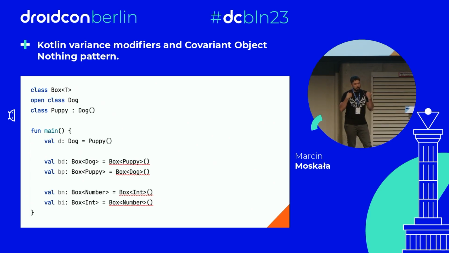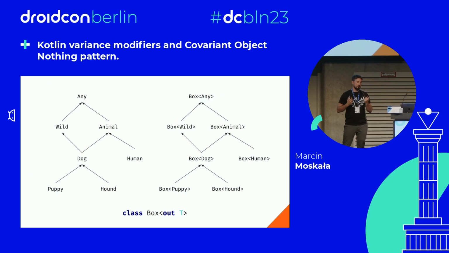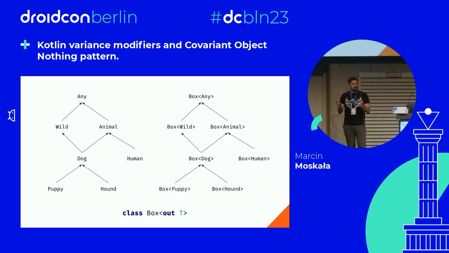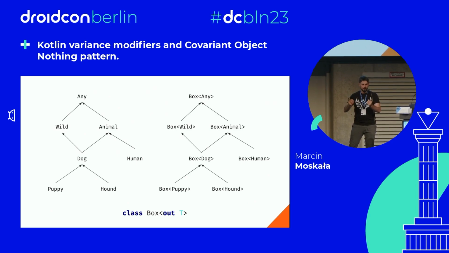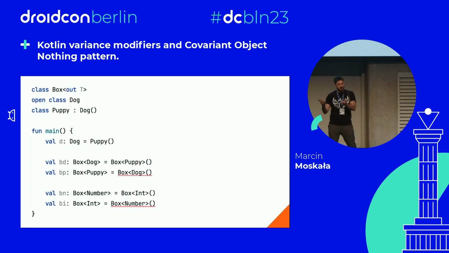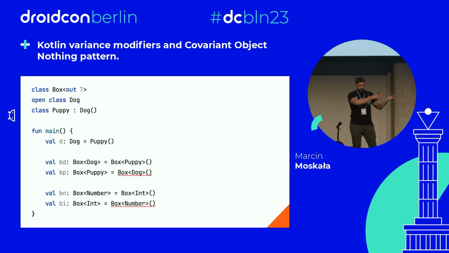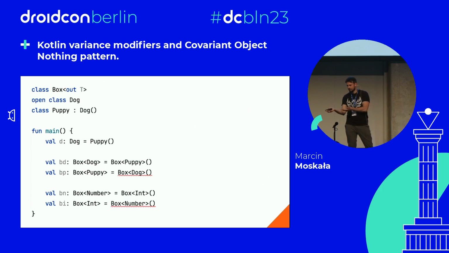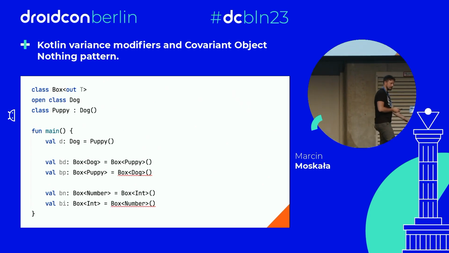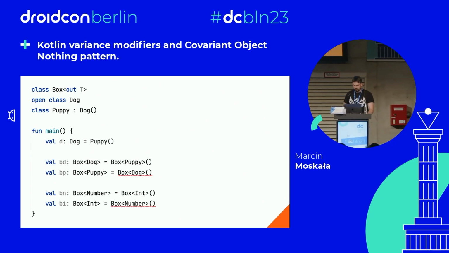Now, if you use the out modifier, there is the same relationship between boxes as there is between the raw types. So Box of Puppy is a subtype of Box of Dog, meaning that in practice, you can use Box of Puppy as a Box of Dog, but not the other way around. That's essentially the explanation of covariance.